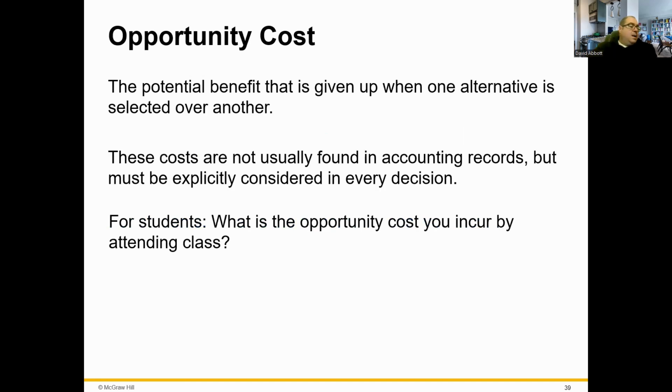Okay, so opportunity cost. An opportunity cost is the potential benefit that is given up when one alternative is selected over another. These costs are usually not found in accounting records, but must be explicitly considered in each decision.